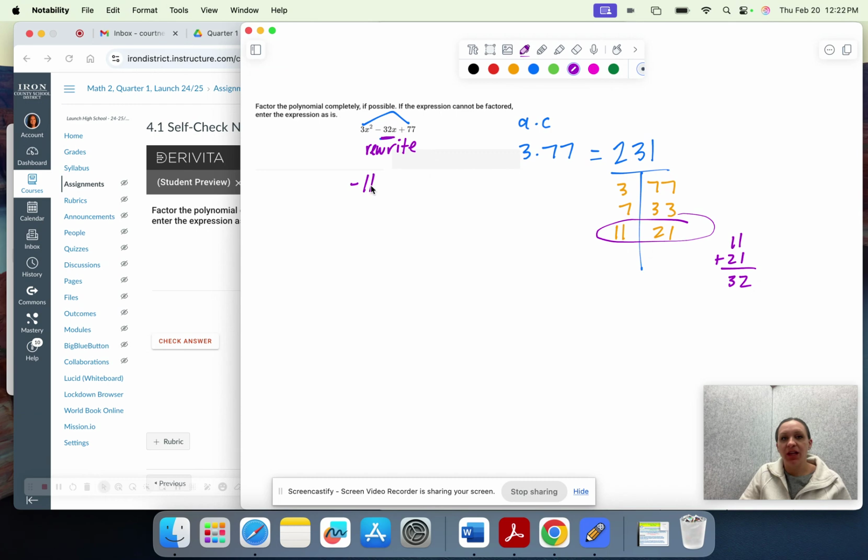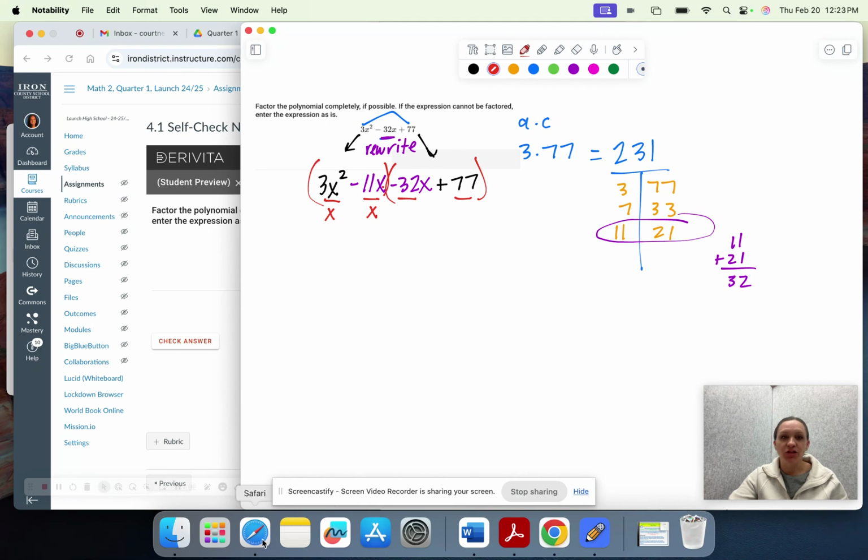So negative 11x minus 32x. And then we bring down the first term and the last term. And we're taking out our common factors. So I'm going to group the first two, group the second two, and divide by the common factor. So for this first one, the only thing common is x. 3 and 11 do not divide by the same thing. And then 32 and 77.